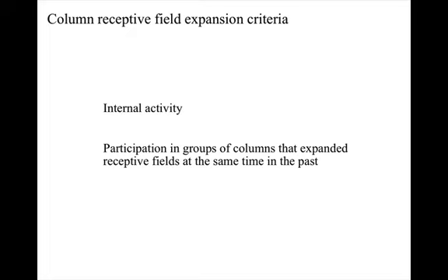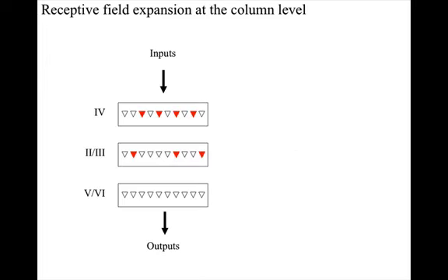So in summary, the selection of the best columns for receptive field expansion is achieved by a combination of internal activity and past expansions that were temporarily correlated with the currently active columns. And the hippocampal system has the structure to implement these criteria. Let's move to a deeper level of description.